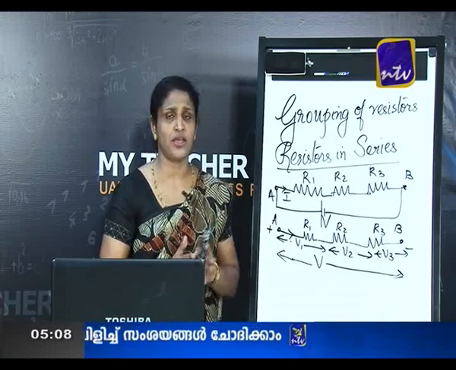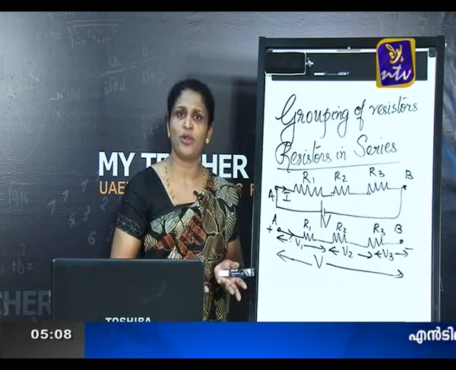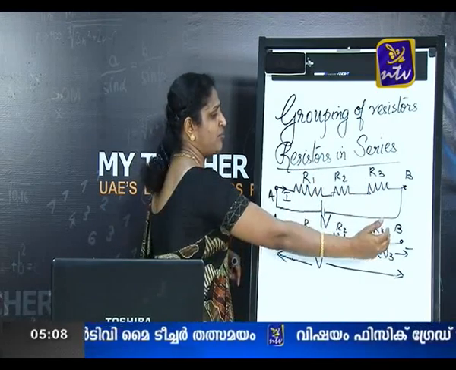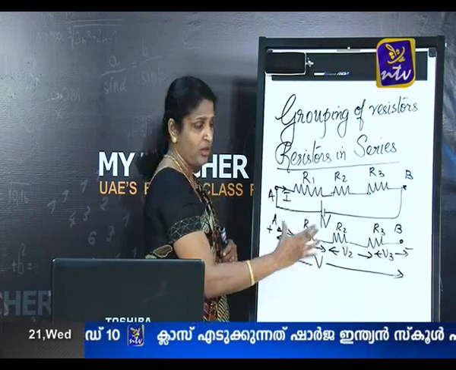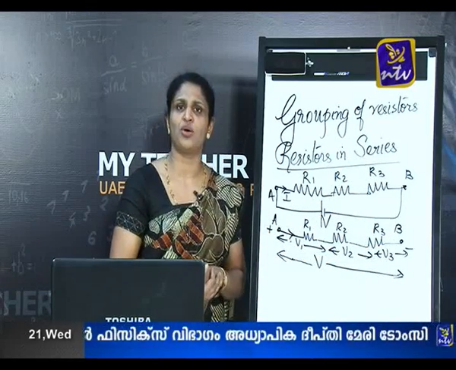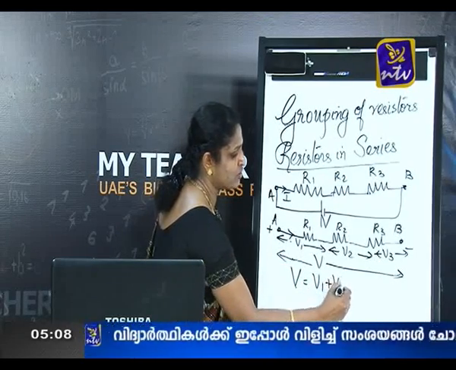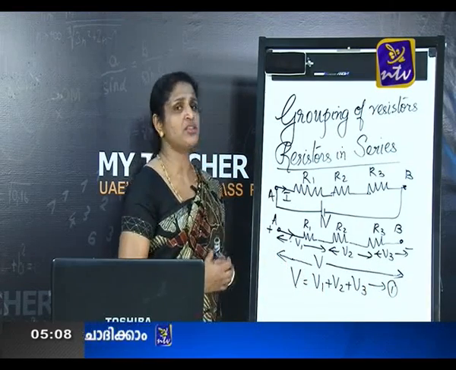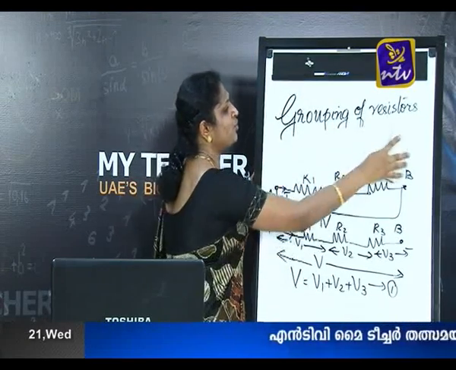According to the law of conservation of energy, energy can neither be created nor destroyed. So the total work done to carry a unit charge across the ends A and B should be the sum of the work done across R1, across R2, and across R3. That is, V equals V1 plus V2 plus V3, equation number 1. Now what are V1, V2 and V3?